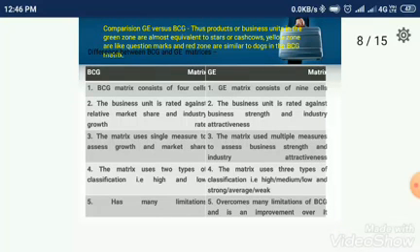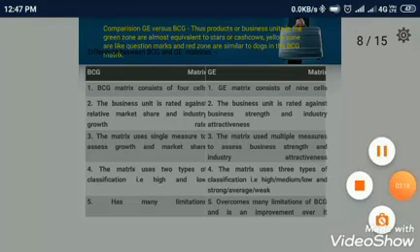And this is the comparison between the BCG matrix and the G matrix. BCG has 4 cells, this has 9 cells. BCG uses relative market share and industry growth; this uses business strength and industry attractiveness. The BCG matrix uses single measures to assess growth, but the G matrix uses multiple measures. BCG uses 2 types, high and low, but G uses 3 types: high, medium, and low, strong, average, and weak. BCG has many limitations, and this G matrix has been developed to overcome them.